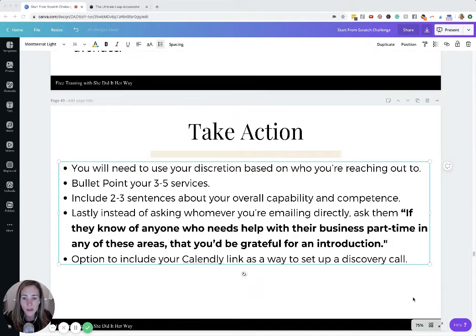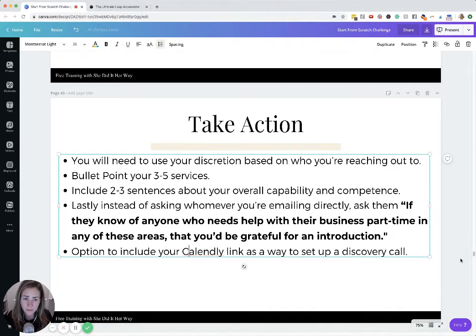And then what you want to do in the actual email itself is use your discretion based on who you're reaching out to. But when I say that, also don't limit yourself and think, oh, I want to reach out to these 5 people, but really only 3 of them can probably help me. Don't do that, because you don't know who they know.